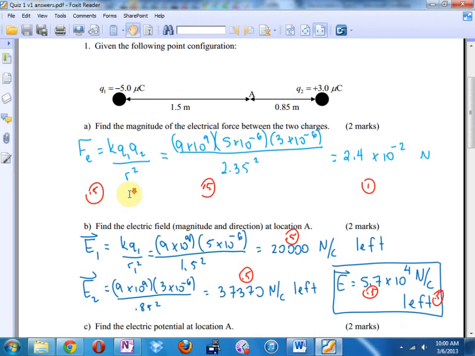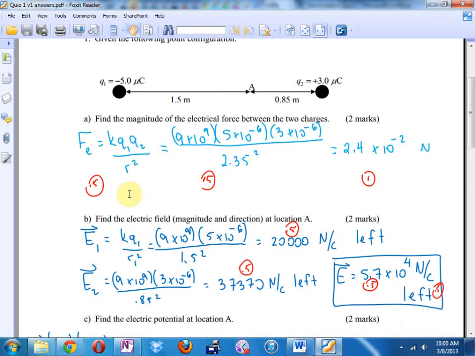B. I like B. Find the electric field between 2 charges. So we said what you're going to use is the principle of superposition. You're going to temporarily pretend this charge doesn't exist. Find the electric field from this charge. No sign. It's KQ1 over R squared. It's 9 times 10 to the 9th times 5 times 10 to negative 6 over R squared. It's 20,000 newtons per coulomb. Direction. Which way would a positive charge right there want to move because of that guy? It would be attracted to the left.